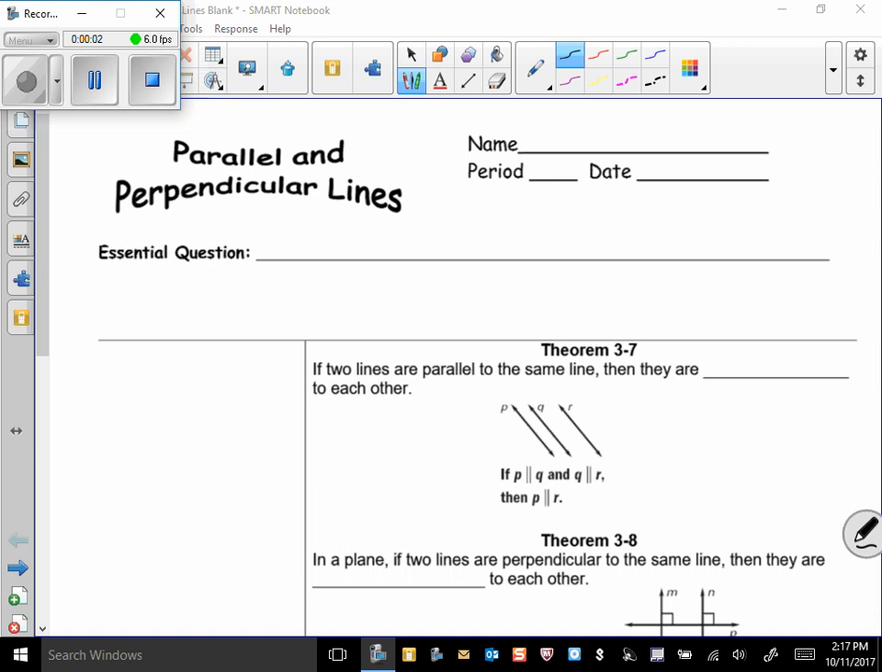Today our lesson is on parallel and perpendicular lines, and I will talk through a bit of this, and there are some proofs in here that I really want to do with you in class next time, so I'll probably save those for you to give a shot to, and then we'll work them together in class tomorrow.